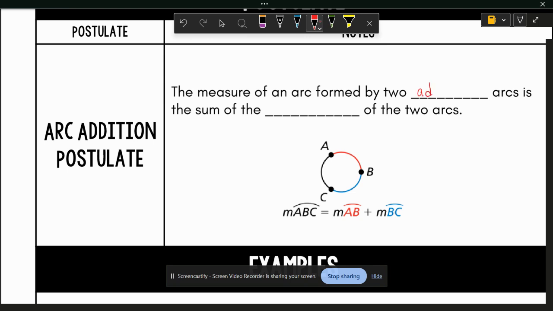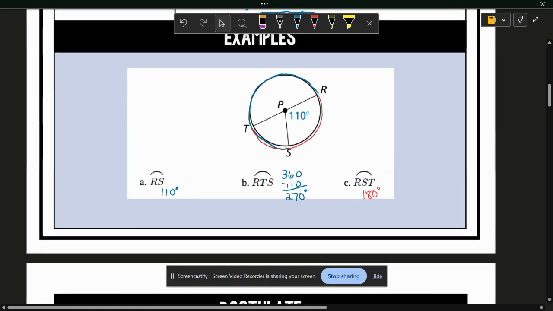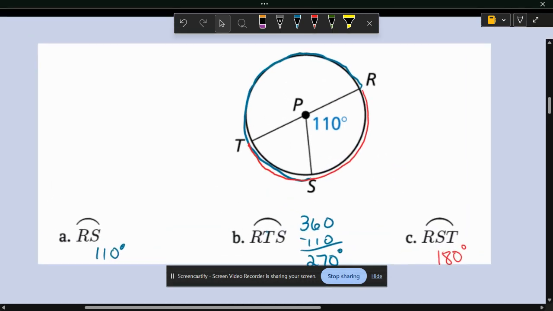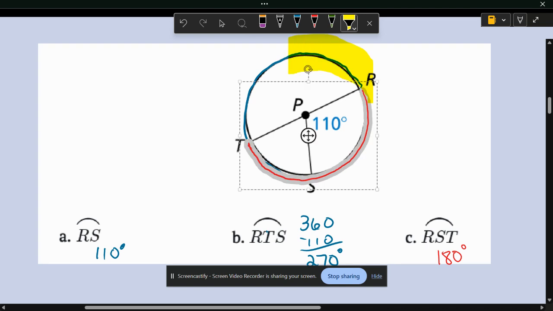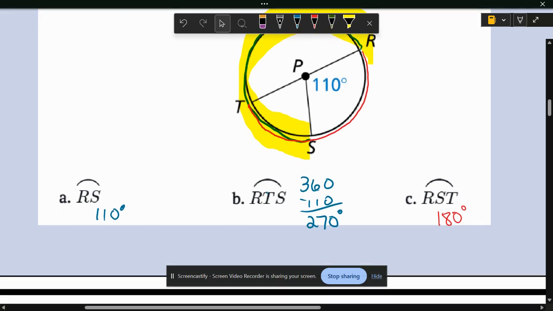Let me back up here. The question was, how did I get 270? The one that it's looking for is RTS, which is here. I took the 360 degrees total and then subtracted the part that it didn't want, which is the 110. Is it 250? Oh my gosh, you're right. Thank you for correcting me. I apologize, guys. I make mistakes too. It is 250.